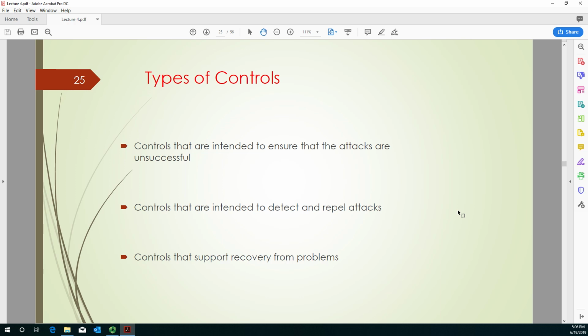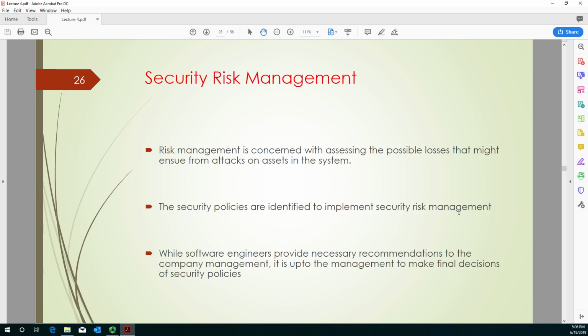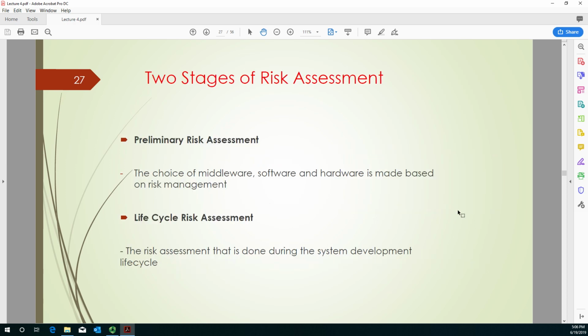So controls are intended to ensure that attacks are unsuccessful. They can be intended to detect or repel the attacks, and they can also support recovery. Security risk management is a big field, and there are a lot of companies that make lots of money just by advising healthcare facilities on having secure data and secure IT and those types of things.